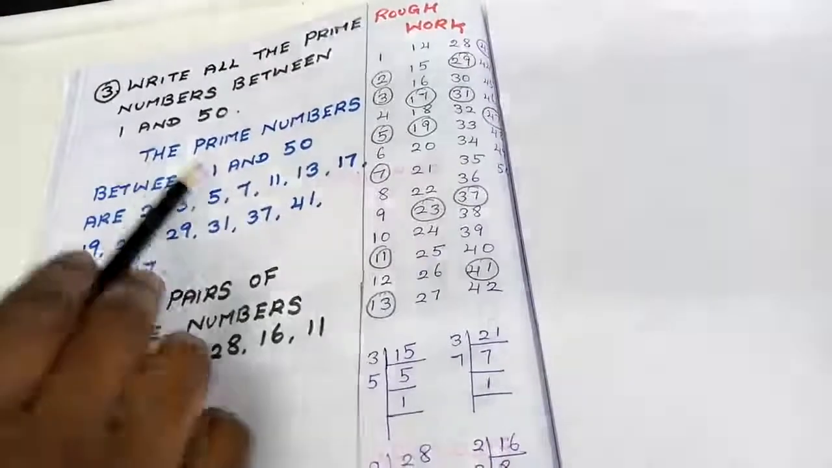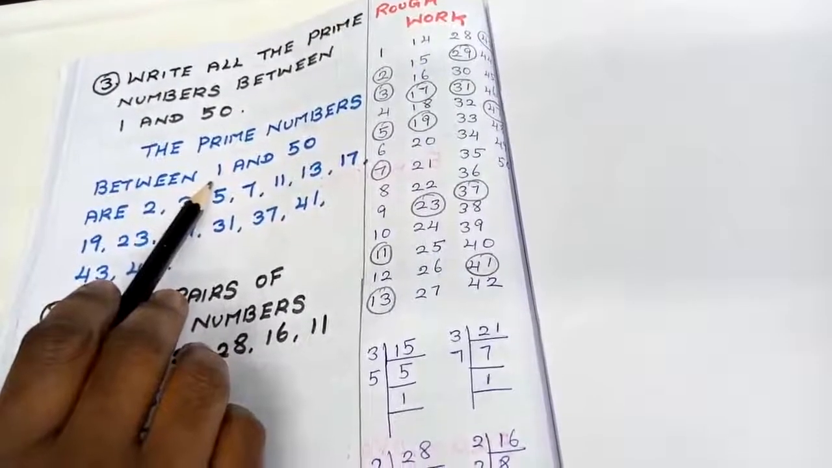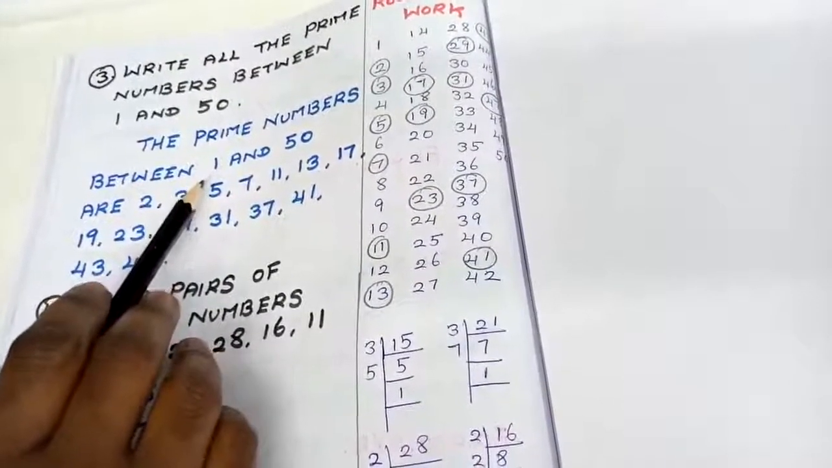And the speciality of 1 is, while I am talking about prime and composite, the number 1 is known as both prime and composite numbers. So, be careful in that place.